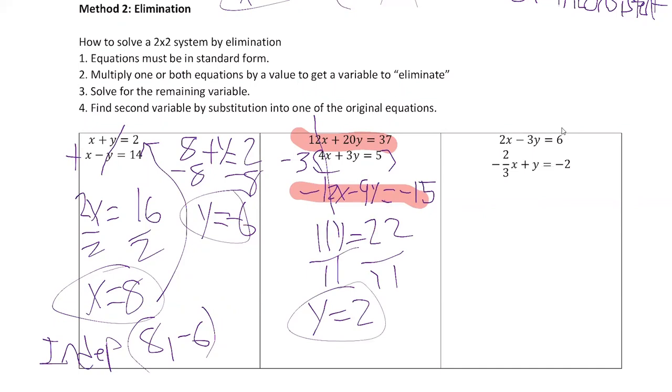So we got our y, and this is the part with elimination that sometimes sucks. When you have to plug it back in and solve for the other one, sometimes it sucks a little bit more when you're doing elimination in that step. So if I plug in 2 for y, we'd really have 12x plus 40 equals 37.